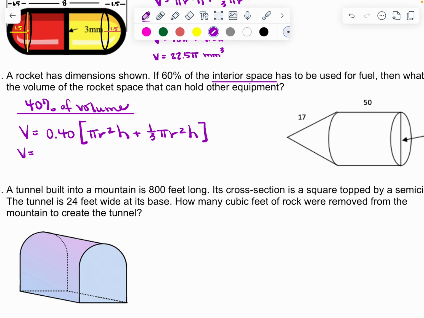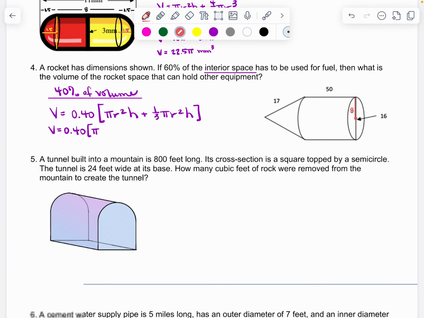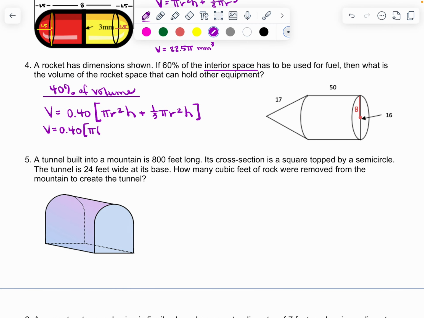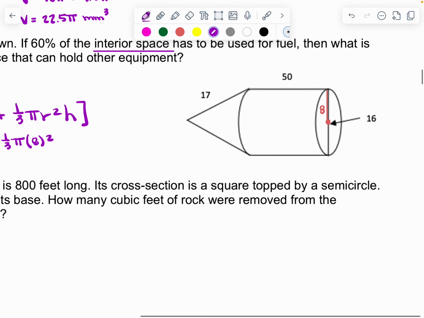All right, and they basically give you almost everything you need. We'll have to do a little bit of work here in just one sec. So here we go. I'm just going to plug in what I do know so I can figure out what I need. For the cylinder, it looks like it's pointing to the diameter being 16. So I'm going to mark that this is 8 from here to here, so the radius is 8. So pi 8 squared, and the height of the cylinder is 50, plus 1/3 pi.